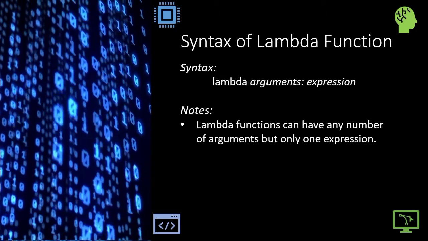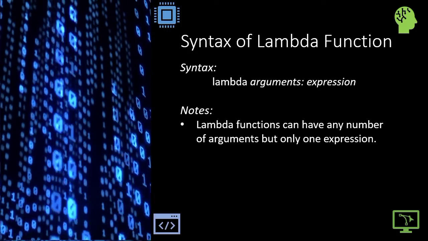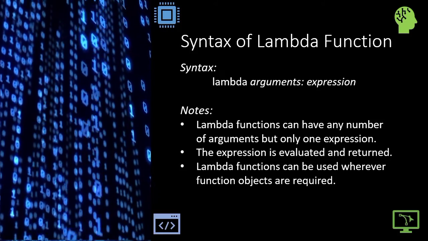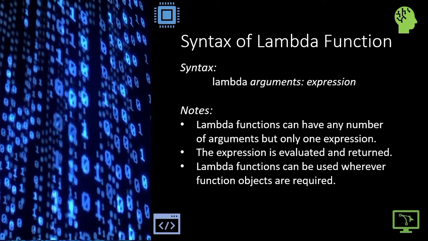Lambda functions can have any number of arguments, but they are restricted to single line, which means that it can have only one expression, and if we try to define multi-line expressions, then we will receive an error. The expression is evaluated and the output will be returned automatically. We don't need to use the return keyword here.